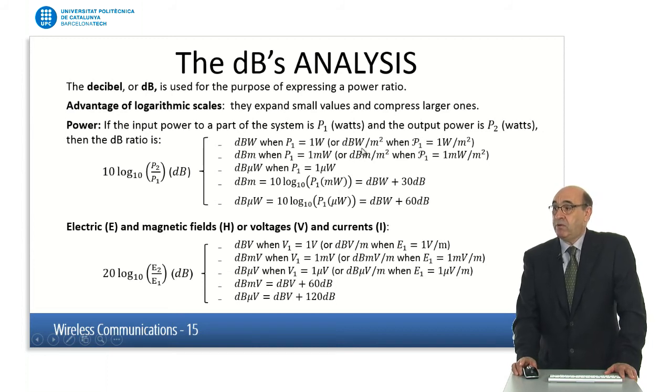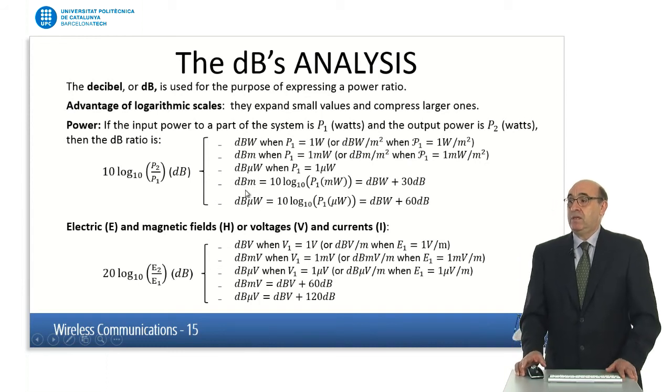If we use power densities, that will be watts per square meter or milliwatts per square meter. And you could use other different ones. Since this is a 10 log, if you know the number in dB watts, if you add 30 dBs, then you get the number in dBm. Because there is just a ratio of 1,000 in power.